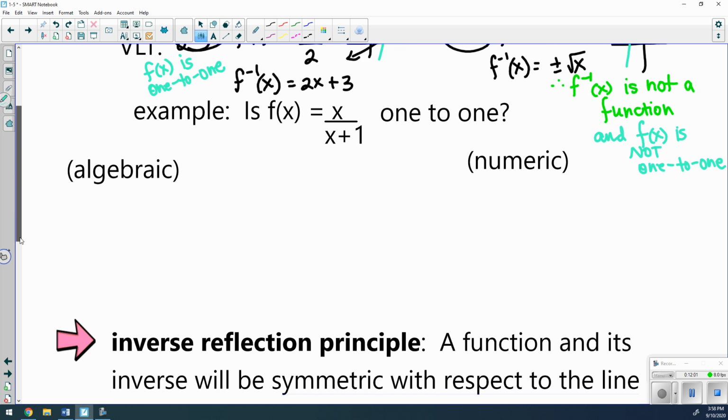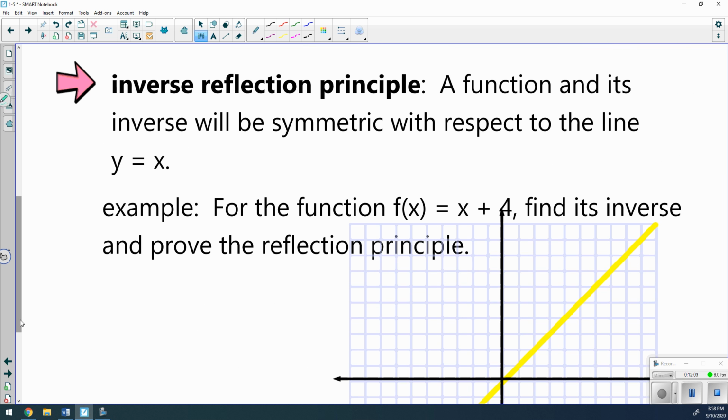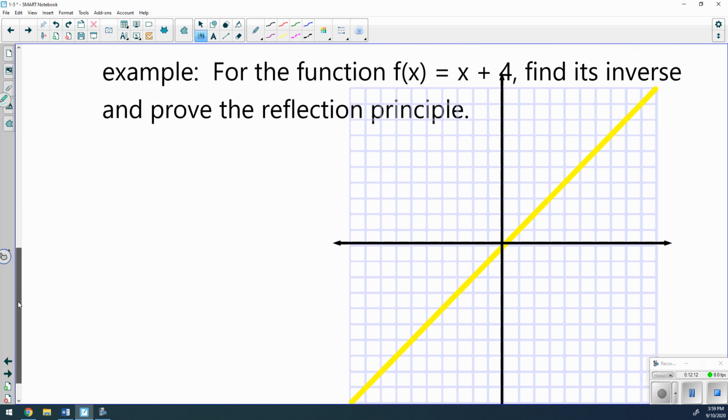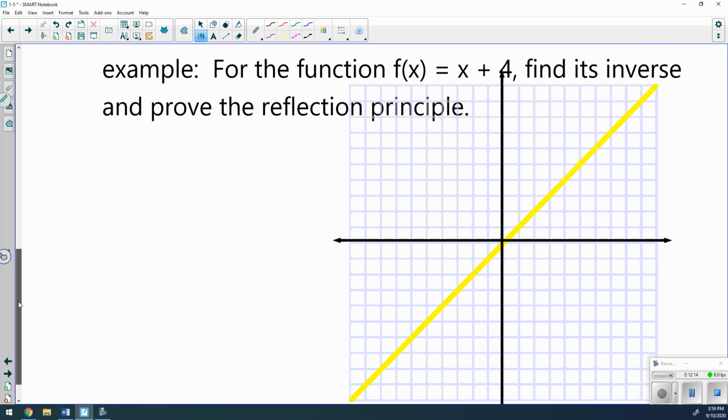Okay, let's skip down to the inverse reflection principle. The inverse reflection principle just says that a function and its inverse will be symmetric with respect to the line y equals x. So I know it didn't print very well for you, but if you have a highlighter, why don't you go through and draw in that line y equals x. Remember, this line y equals x is the linear parent function. That's something we talked about a few days ago.